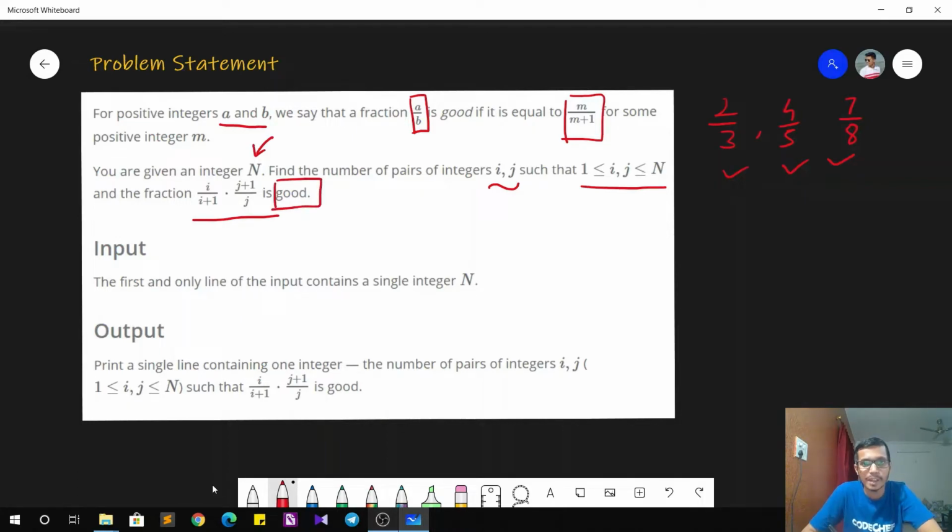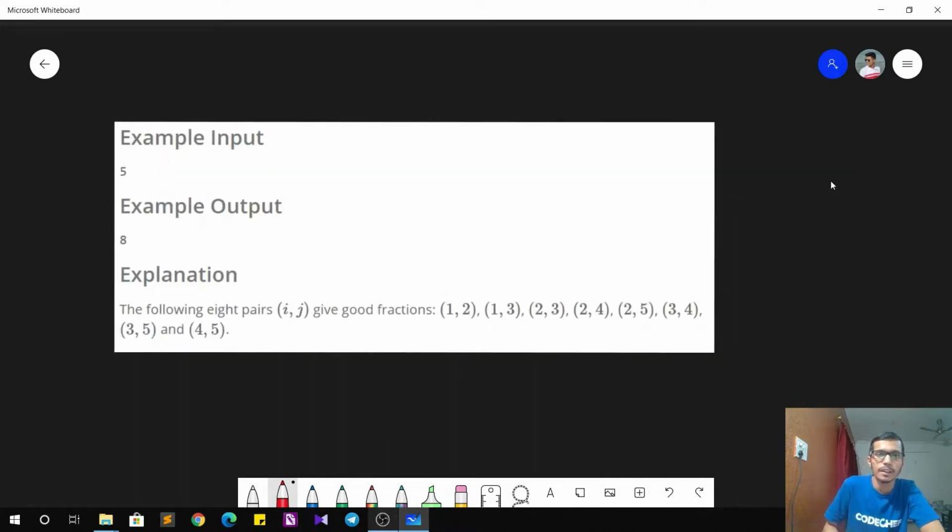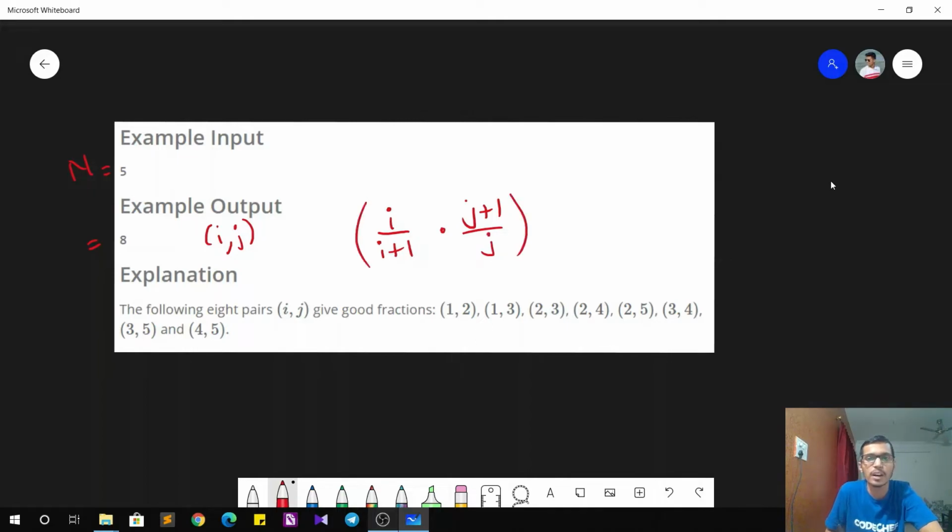To understand this better, let's see an example. In this example, the input, that is the number n, is given to be 5 and the output comes out to be 8. That is, 8 pairs of the type i, j are such that the expression i upon i plus 1 into j plus 1 upon j evaluates to a good fraction. It is given here that the 8 pairs are as follows.